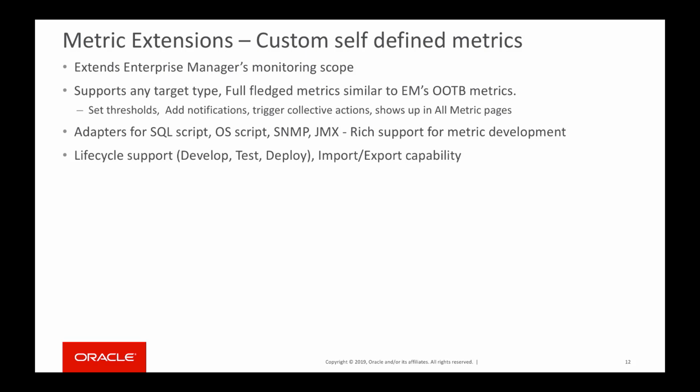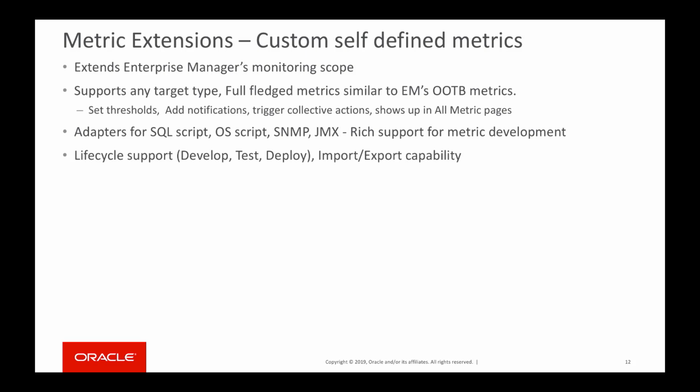They are handled in the same way as the metrics provided by EM, which means you can set threshold, set alert notifications, and corrective actions, just like the other metrics. It shows up in all metrics page in Enterprise Manager, so you can see the historical graphs or reports for them just the same way you do for the other out-of-the-box metrics.